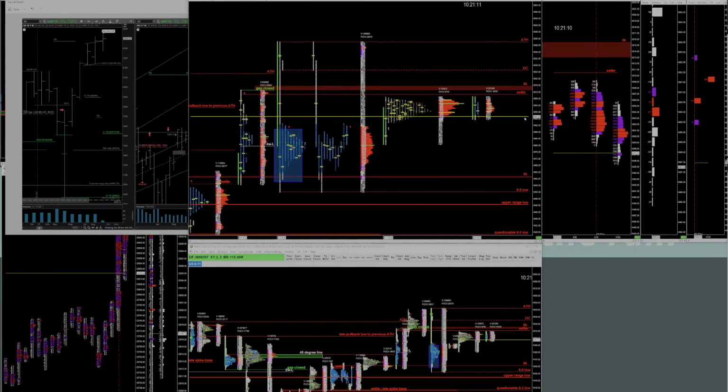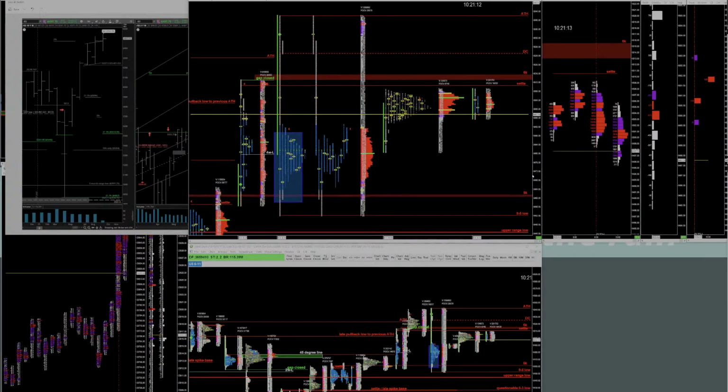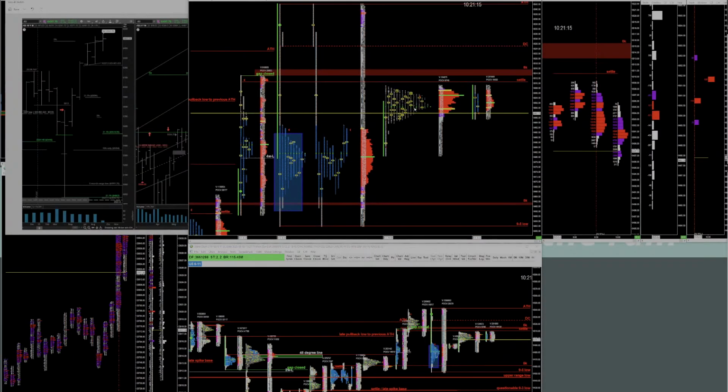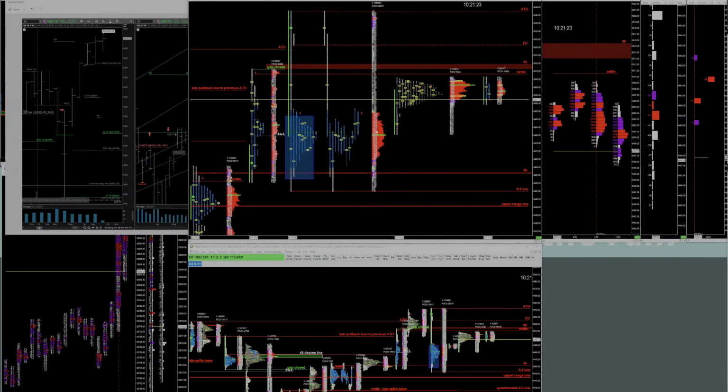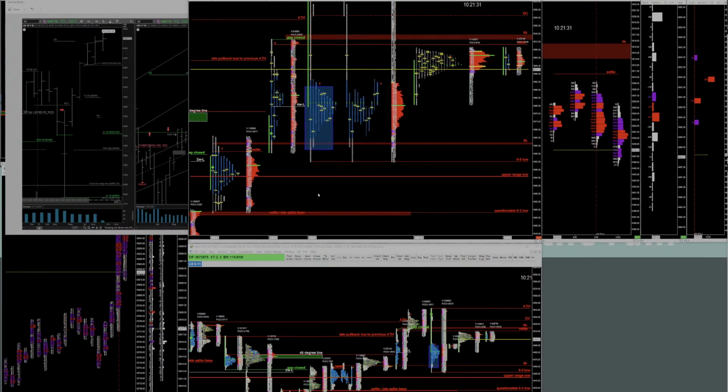And we have a very prominent overnight POC. You can see this line in the overnight. Very prominent overnight POC here. Okay, this though did not have downside continuation on Friday. It didn't have a downside extension.